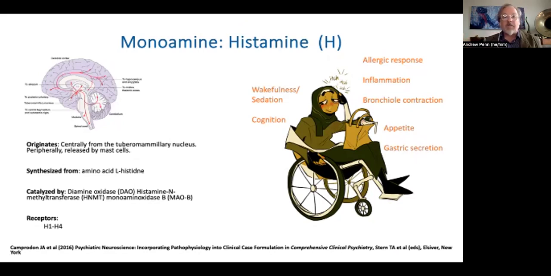They don't really think about psychiatry. But it turns out that histamine is one of the important things that modulates whether we're awake or not, and how cognitively intact we are, how cognitively alert we are.